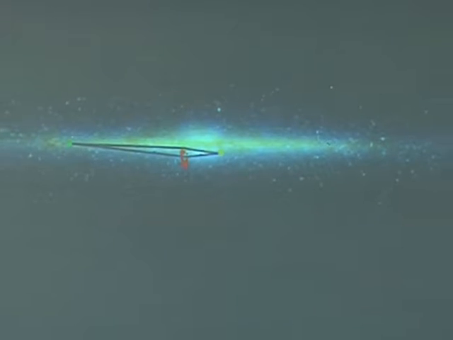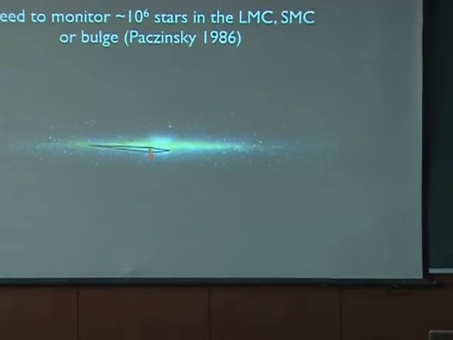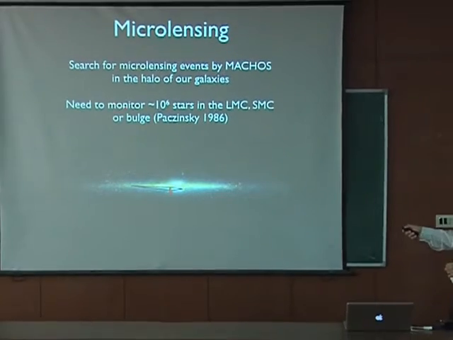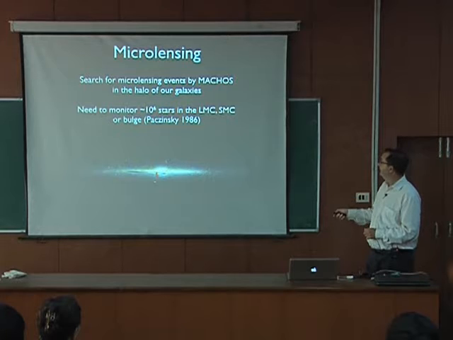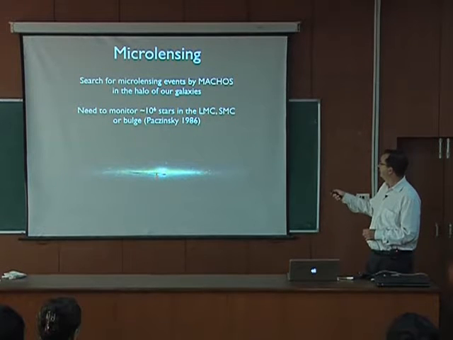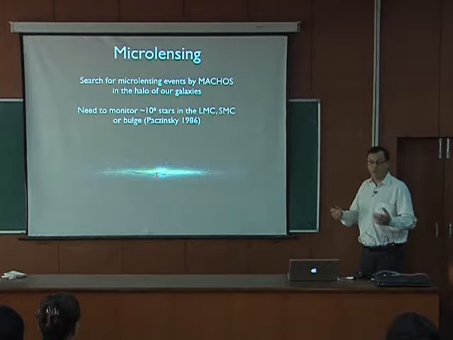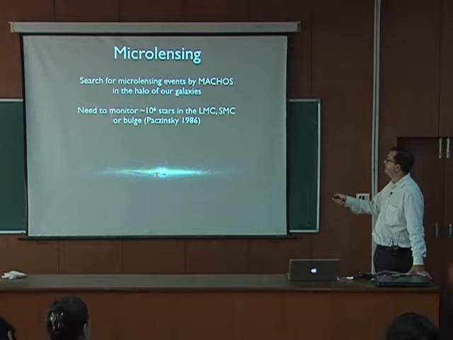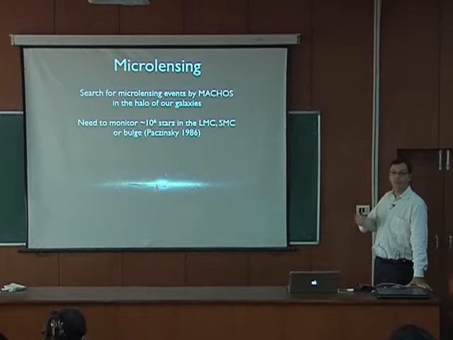And Paczynski calculated that if the whole halo of our galaxy, so if all the dark matter, is made up of these compact objects, then one expects very few events, but if we monitor about 10 to the 6 stars in the bulge or in the other nearby dwarf galaxies, the LMC, the Large Magellanic Cloud, or the Small Magellanic Cloud, then one should expect to see enough events to detect these dark compact objects. So one needs a very large campaign to monitor a very large number of stars, and eventually we should see some events.